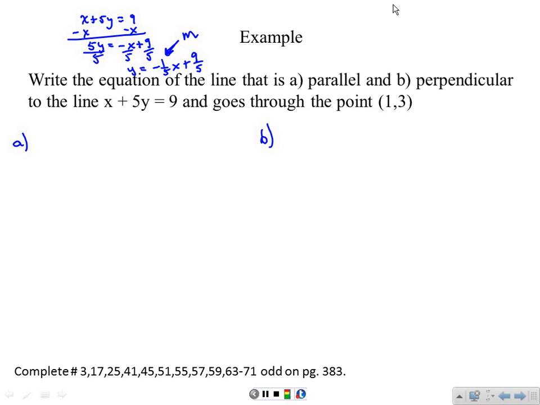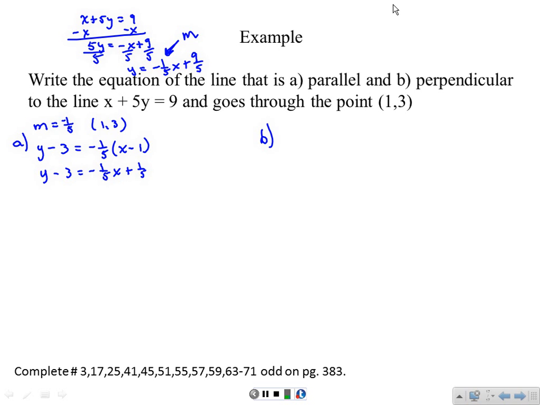So if I find a line parallel, I'm going to use the same slope that I just found in the line given, which is negative 1/5, and I have a point of 1, 3. So we'll use point slope. So we'll have y minus y1, which is 3, is equal to negative 1/5, which is my slope, times x minus x1. And again, I'm going to put it in standard form because the equation given was in standard form. So we'll have y minus 3 is equal to negative 1/5 x plus 1/5.